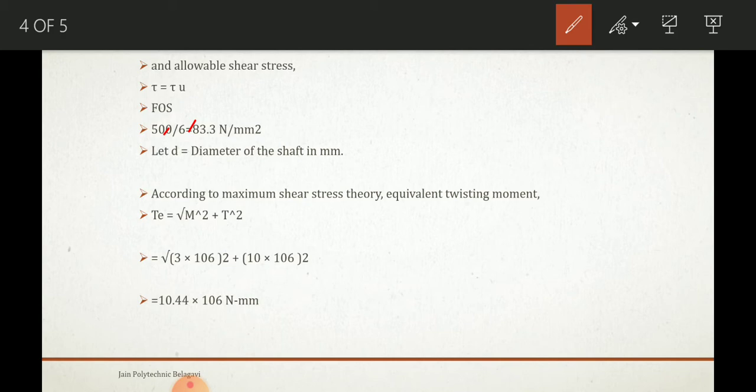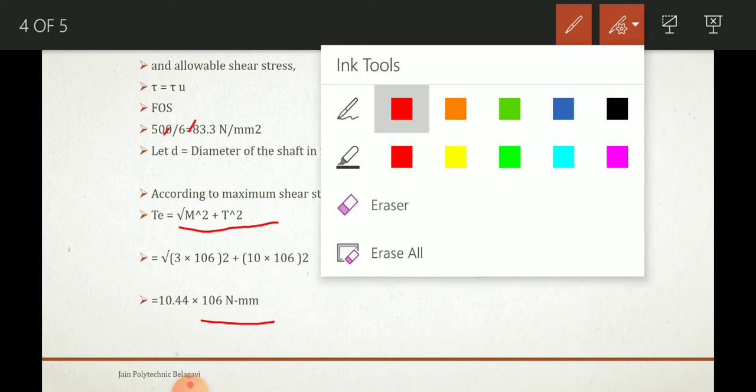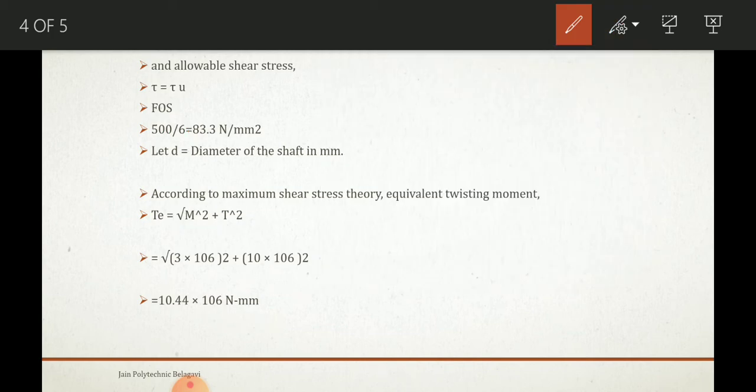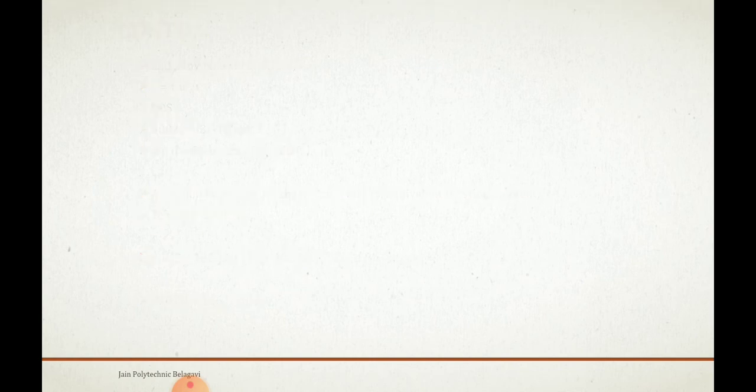For this, the formula is given as T equivalent equal to square root of M square plus T square. Both the values of M as well as T are already mentioned in the problem. So substitute the values and get the value of T equivalent, that is 10.44 into 10 raised to 6 Newton mm. We'll move to the next.